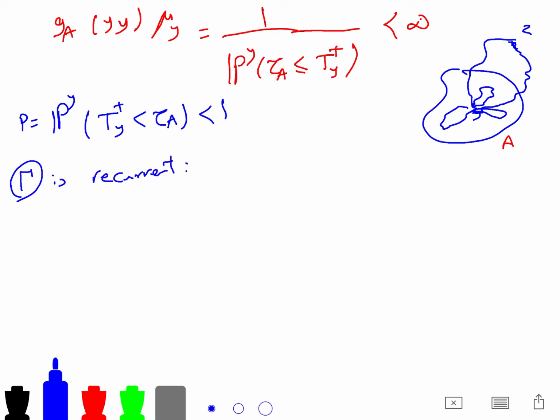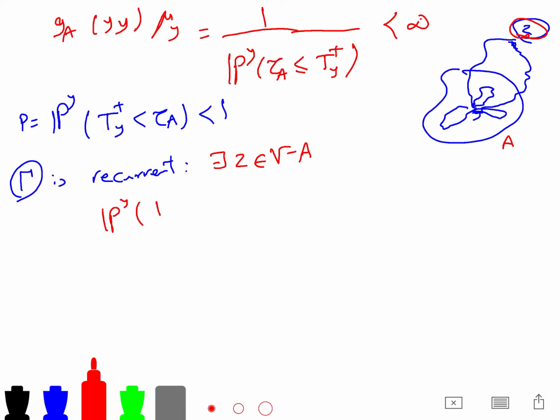So what do you do when your graph is recurrent? Then there exists such a z outside of the set A, and therefore we can write that the probability that T_y^+ is greater than tau_A is greater than or equal to the probability that the return to y is greater than the time to hit z.